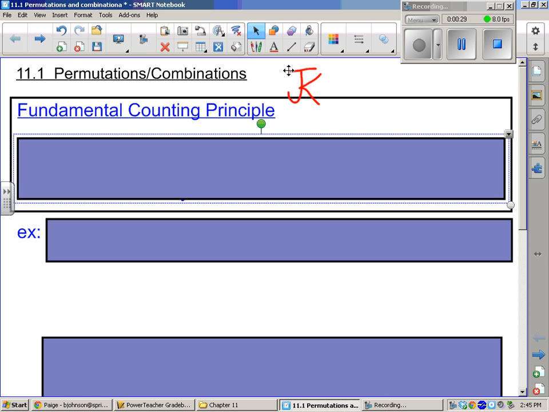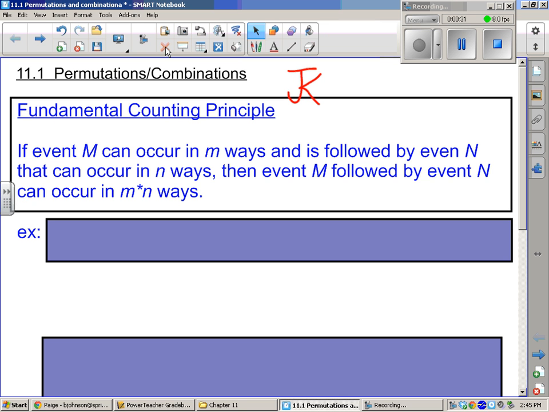All right, so first thing we're going to talk about is the fundamental counting principle. That says if event M can occur in M ways and is followed by event N that can occur in N ways, then event M followed by event N can occur in MN ways. What that really means is if you have two things going on, you're going to multiply them together.